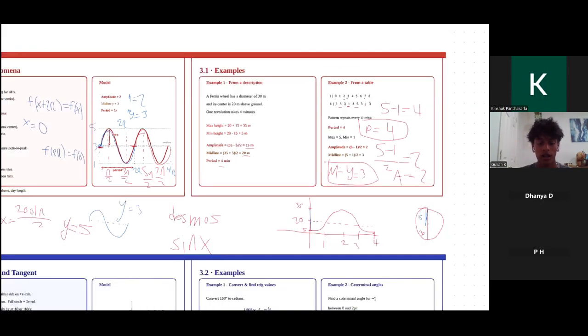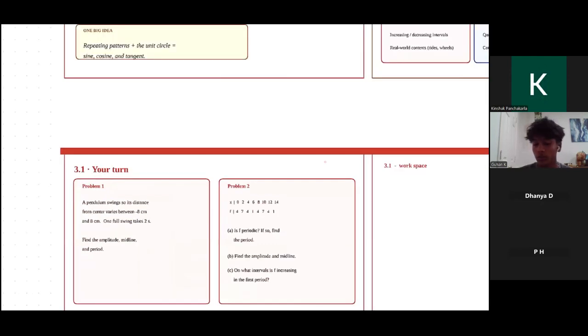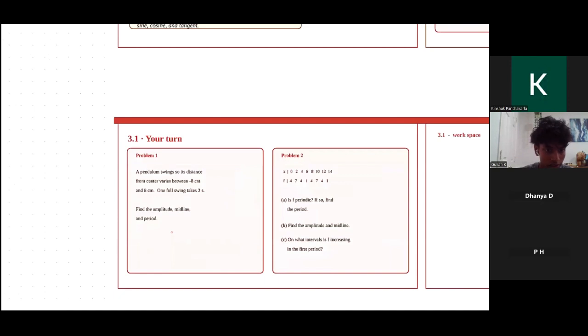Okay, now I'm going to have 2 questions for you guys to work on. So here I want you to find the amplitude, midline, and period for this first one, and use the details about from where to where it varies, which gives you the maximum and minimum, and then the duration it takes. And then look at this table and find if the function f is periodic. So look for if it's repeating. And if it is, then find the period. And then next find the amplitude and midline.